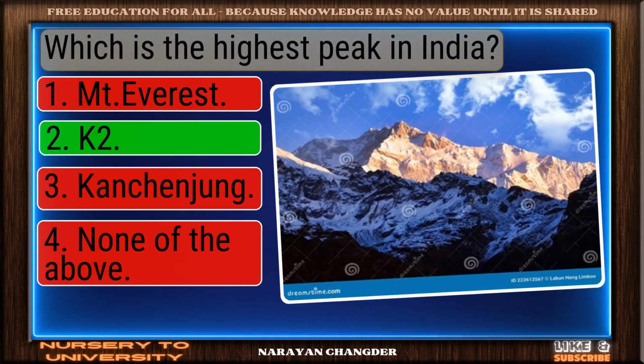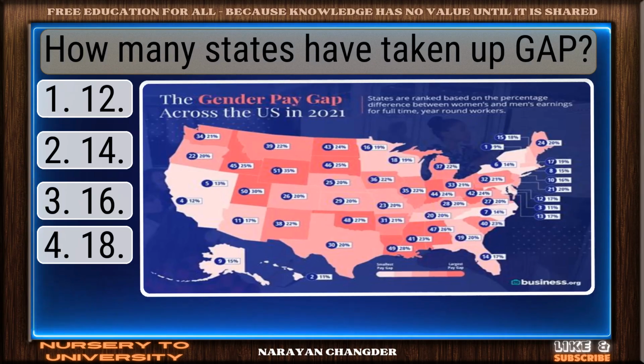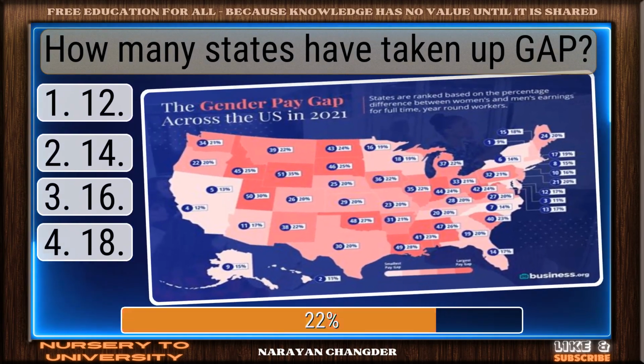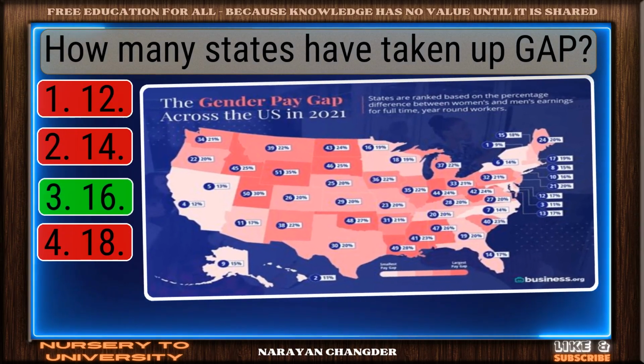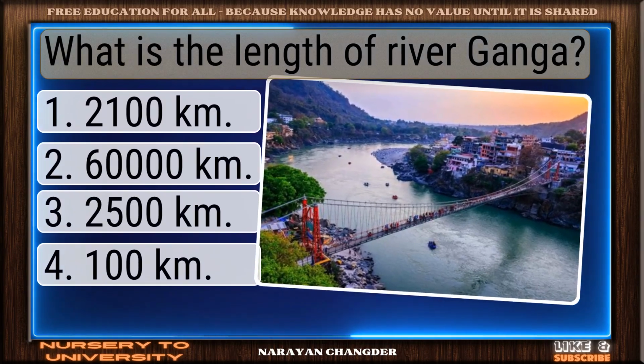Nice selection. K2 is the correct and valid answer. Question number 168. How many states have taken up GAP? Excellent. 16 is a brilliant choice. Question number 169. What is the length of River Ganga?